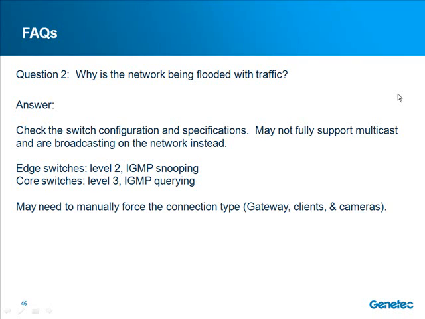In some cases, you may need to manually force the connection type to stop the multicast traffic. In a full Unicast network, you'll need to do this from the gateway service, from the network configuration screen of all the client applications, as well as the network configuration settings for all the cameras as well. We mentioned this earlier in the webinar, but if you need any help with the connection configuration, please give us a call and we can help you out.